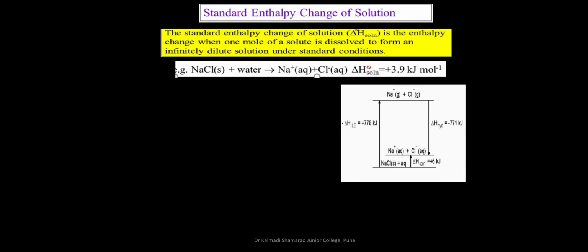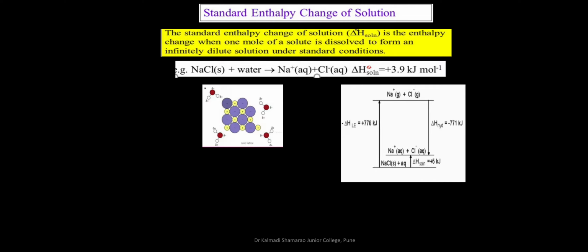After it is broken down into the gaseous state, there is the hydration of the sodium and chloride ions. What is hydration? It is the water molecules surrounding the sodium and Cl- ions. For this, the energy change is minus 771 kJ per mole. This is called the hydration enthalpy.